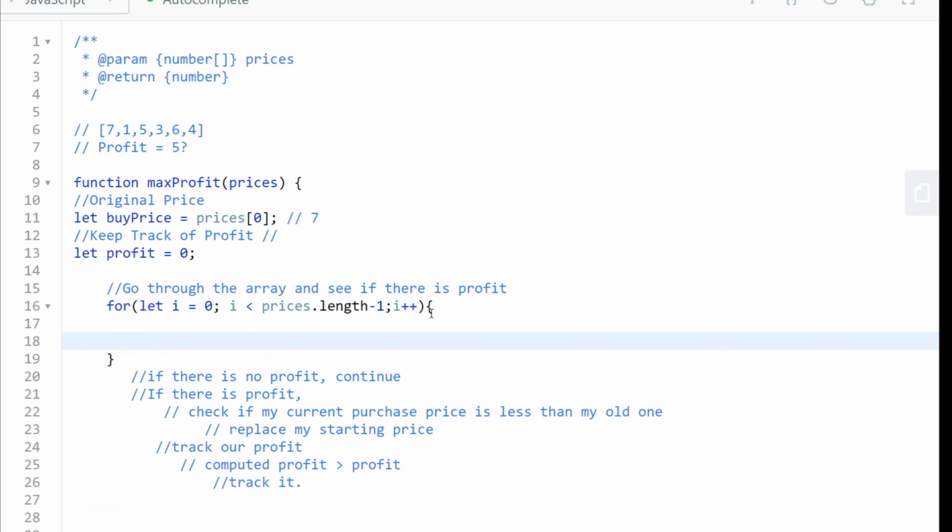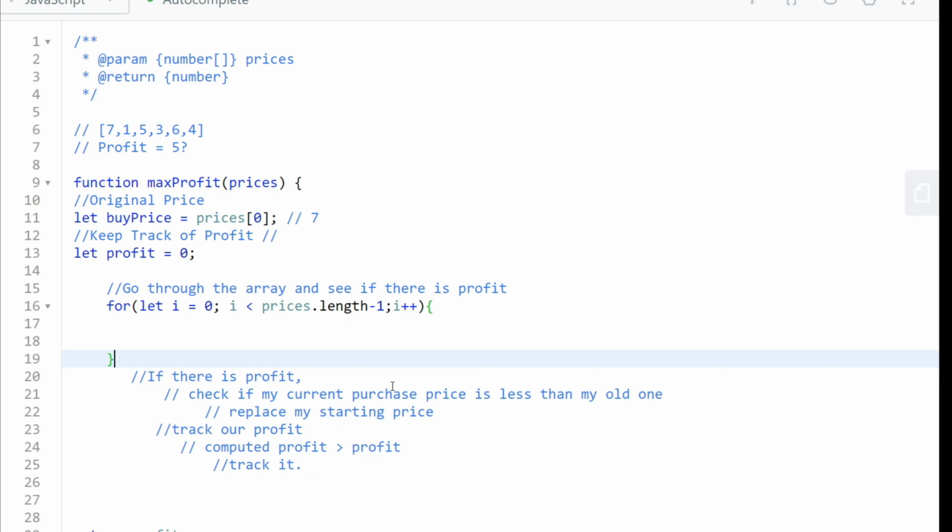All right, so let's include some of these things. If there's no profit, you continue, so we don't need to write anything about that. If there's profit, so let's check if there's profit. So what do we do when we check if it's profit? Well, profit is determined by these two values minus one another, right?